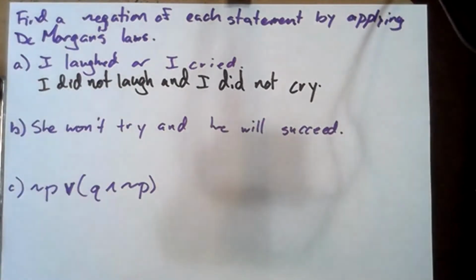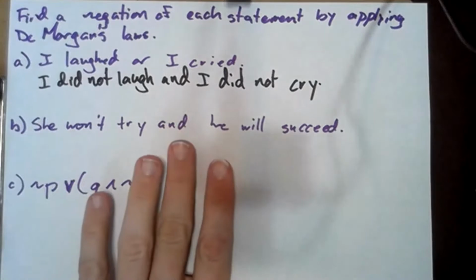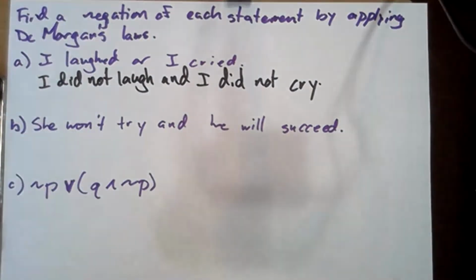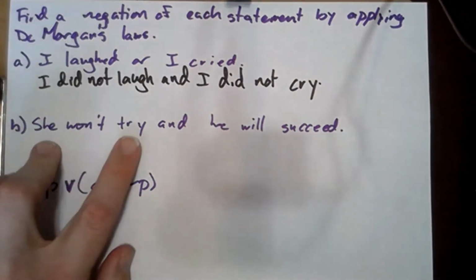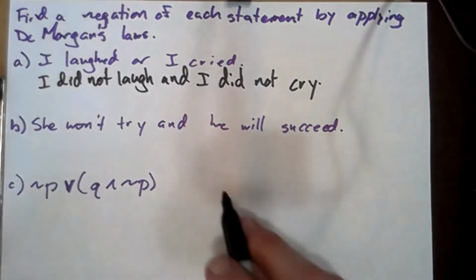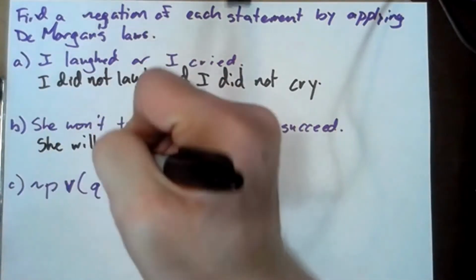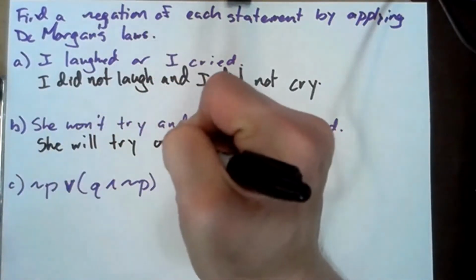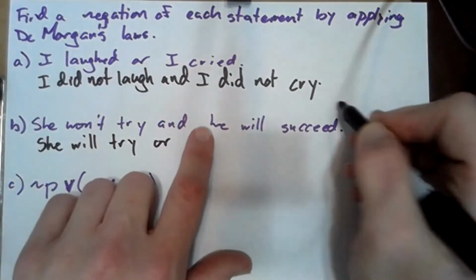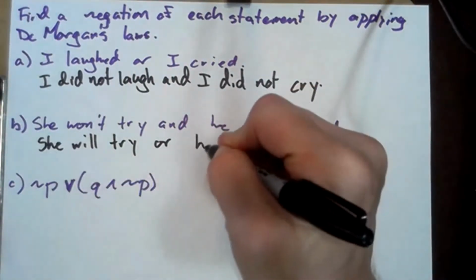Now we've got she won't try and he will succeed. Remember, we've got this and in the middle here, so the negation has to be an or. She won't try, we negate that: she will try. Or we negate he will succeed as he won't succeed.